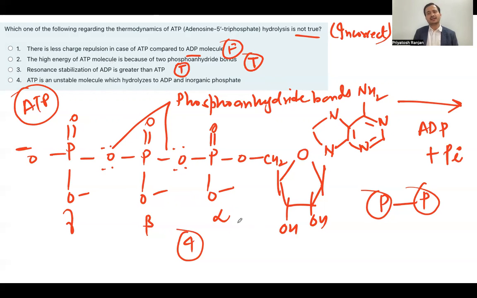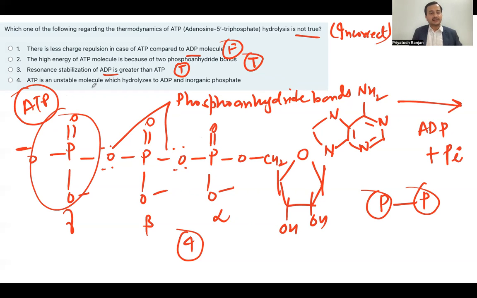Now this results in, I mean, they are going to generate the resonance structures, but those are not going to be stabilized because of the presence of these 2 electron withdrawing groups. Now this is not going to be the case with ADP, because this will not be there, and then you are only left with one of the phosphoanhydride bonds. Comparatively, the resonance stabilization is going to be more. I hope you are familiar with the term resonance, where there is a delocalization of the electrons, resulting in the generation of structures.